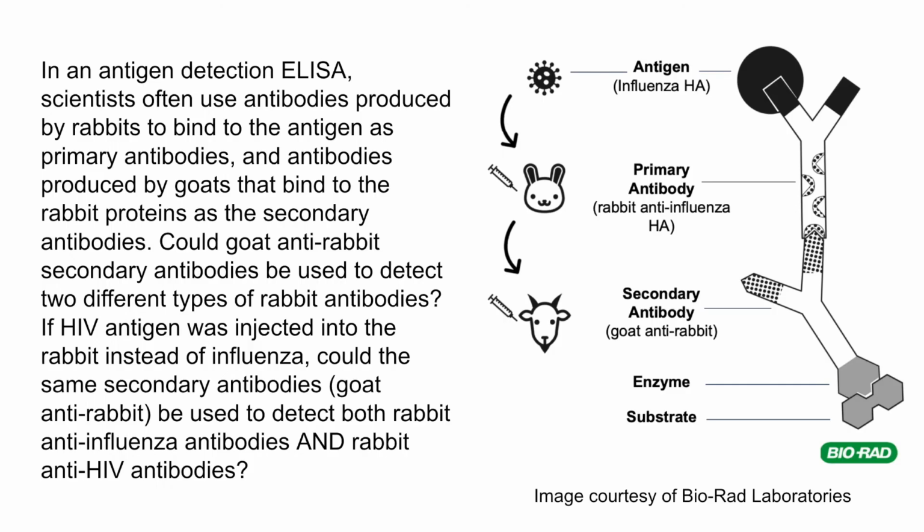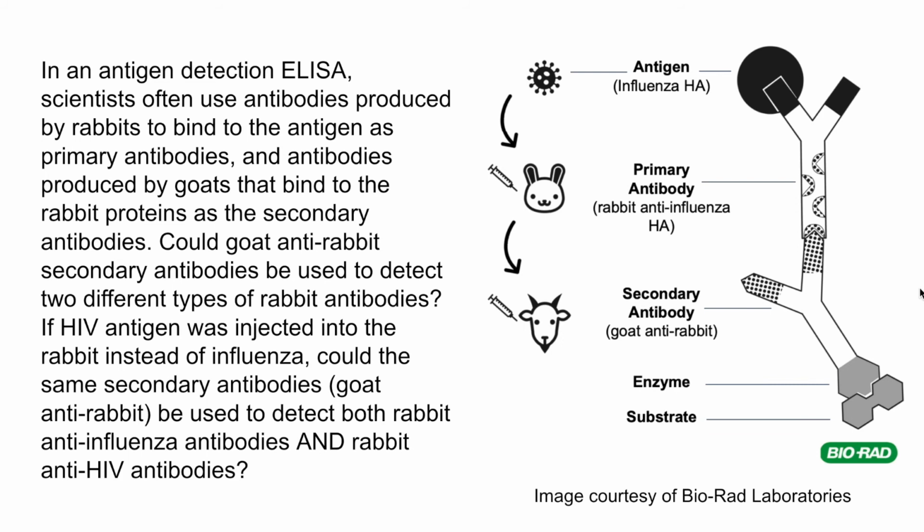In the antigen detection ELISA, scientists often use antibodies produced by rabbits to bind to the antigen as primary antibodies, and antibodies produced by goats that bind to the rabbit proteins as the secondary antibodies. Could goat anti-rabbit secondary antibodies be used to detect 2 different types of rabbit antibodies? If HIV antigen was injected into the rabbit instead of influenza, could the same secondary antibodies, goat anti-rabbit, be used to detect both rabbit anti-influenza antibodies and rabbit anti-HIV antibodies?